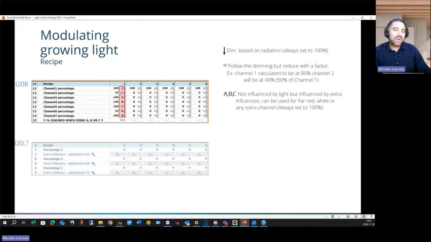And here in I208, there are some symbols on the right side of the percentage. They are really important. So an arrow down means it dims based on the radiation, so you set it to 100%. Equal sign means it follows the dimming but reduced with a factor. ABC means it's not influenced by the light but by extra influence. It can be used for far red, white, or any extra channel that you don't want to control with the light itself, with the PAR.